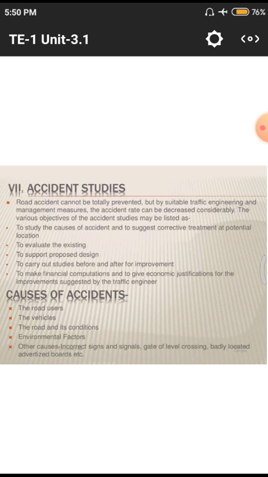So authorized boards also have responsibility, and they need to have proper maintenance by the private authorities. Why? Because these authorized boards are not the responsibility of the government, only some private persons are dealing with these authorized boards. So there may be some private persons' involvement to control accidents due to these authorized boards. These are the main causes and roots for the causing of accidents.